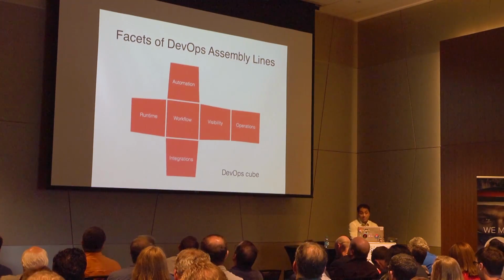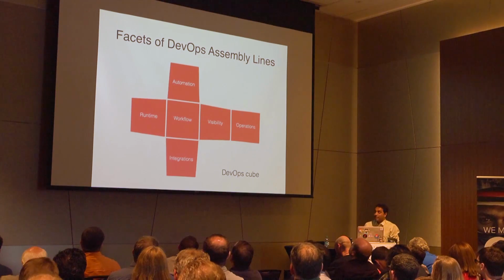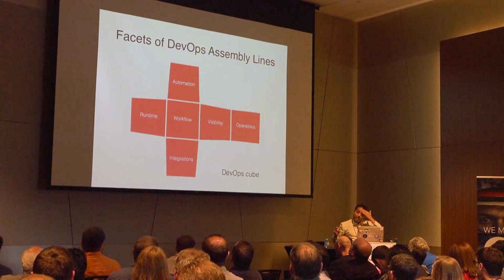The next thing is, what are the facets of assembly lines? So this is kind of like a cube. We call it the DevOps cube.